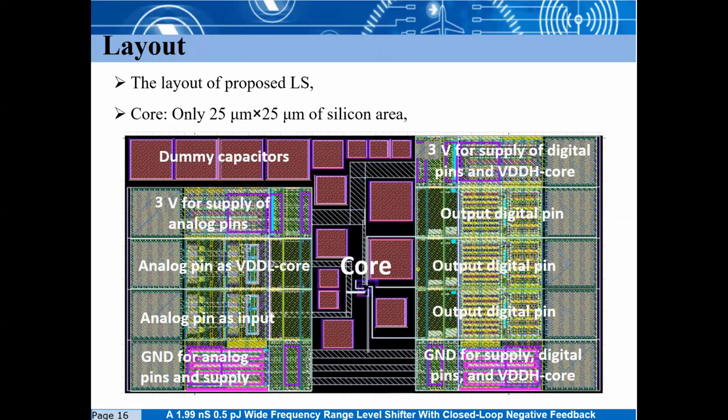The layout of the proposed level shifter is presented in this slide. As you can see, the core occupies only 25 micrometers by 25 micrometers of silicon area, and around the core there are the supply pads and I/O pins.